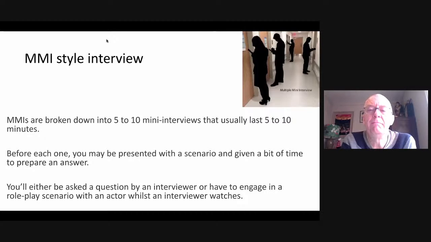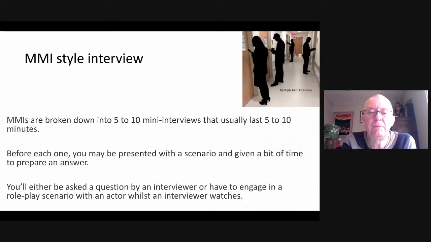The MMI one, much more common. This seems to be the way things are going now. And again, as Ankit said, every medical school does things differently and you can't be prepared for everything. But typically, they are 5 to 10 minutes long. And typically, there are 5 to 10 of them. So those sorts of timeframes you're looking at.